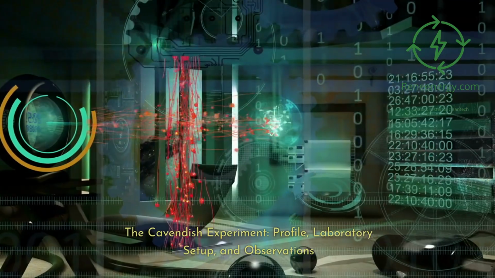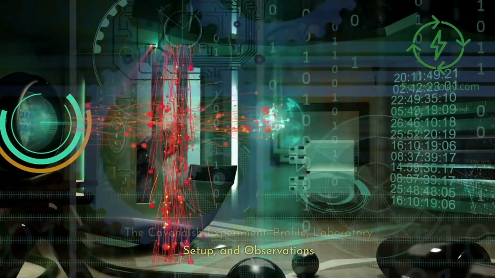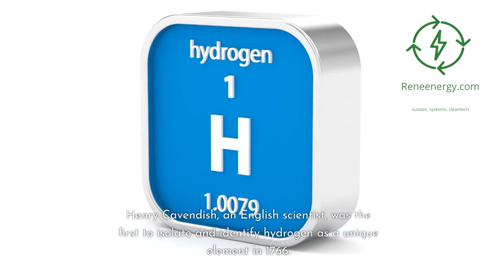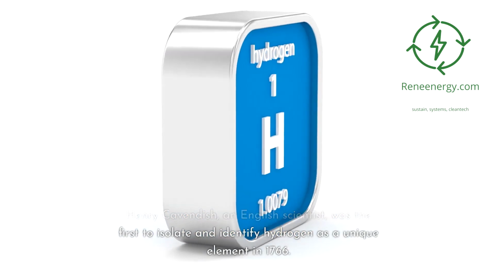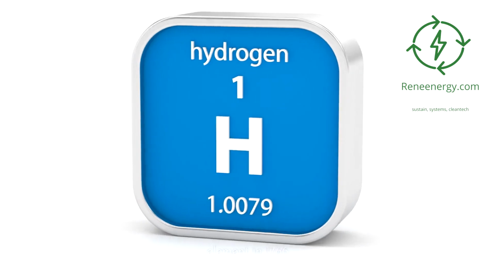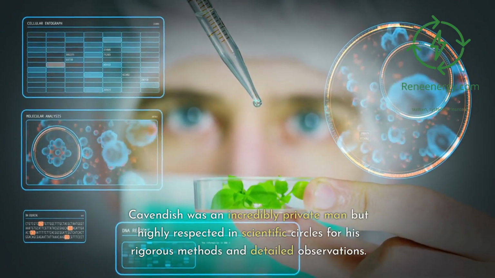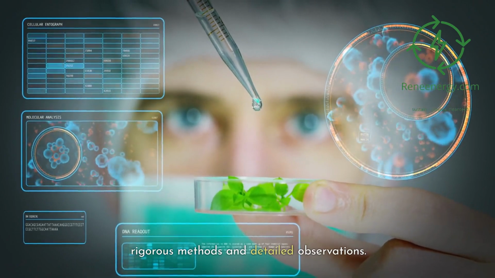The Cavendish experiment: profile, laboratory setup, and observations. Henry Cavendish, an English scientist, was the first to isolate and identify hydrogen as a unique element in 1766. Cavendish was an incredibly private man but highly respected in scientific circles for his rigorous methods and detailed observations.